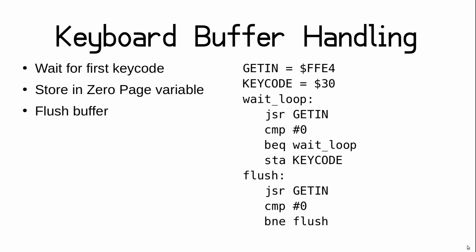Then we go into our flush loop to keep calling GETIN until it returns 0. Then we know the buffer is completely empty before we move on. Then we'll know the next time we call GETIN, it won't have any stale codes left over, only what was typed after this flush completes. Often it's a good idea to do a flush like this at the beginning of your program as well, if you're going to be using GETIN later.